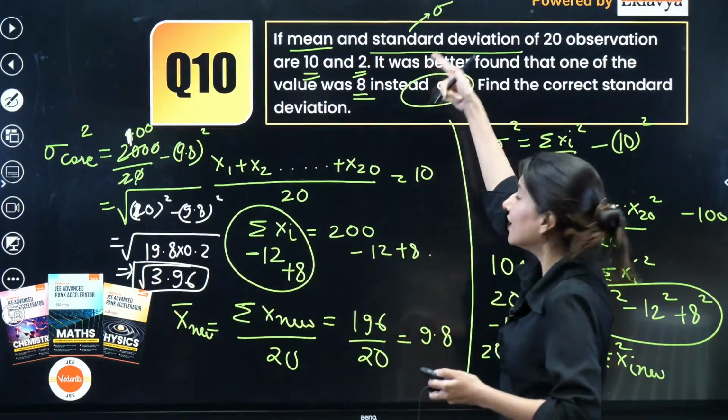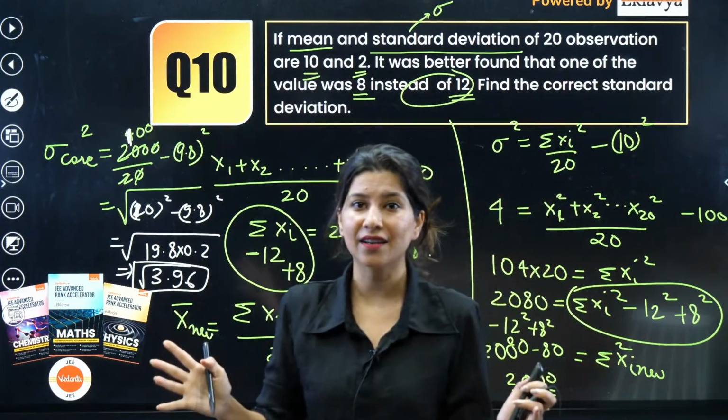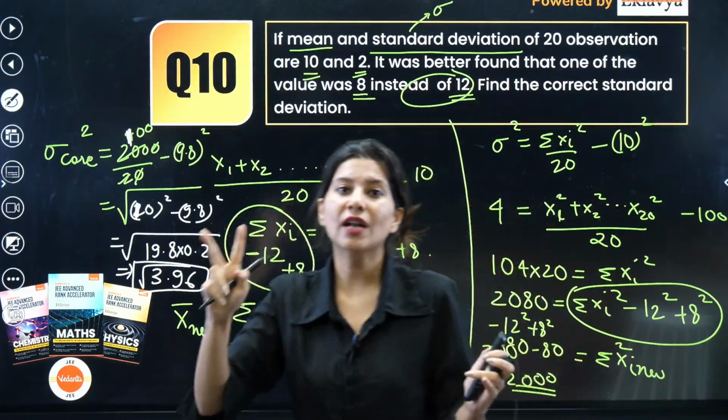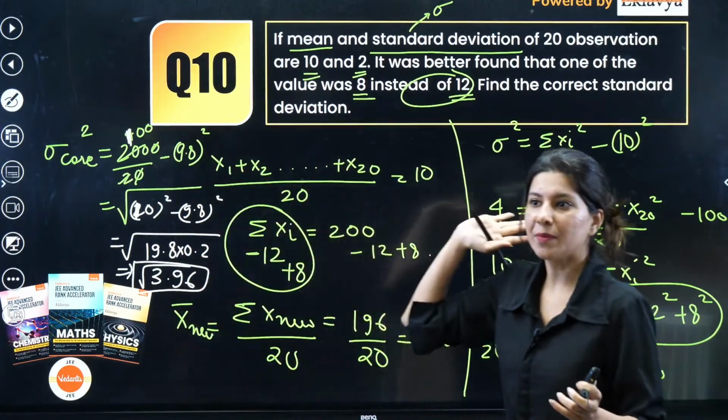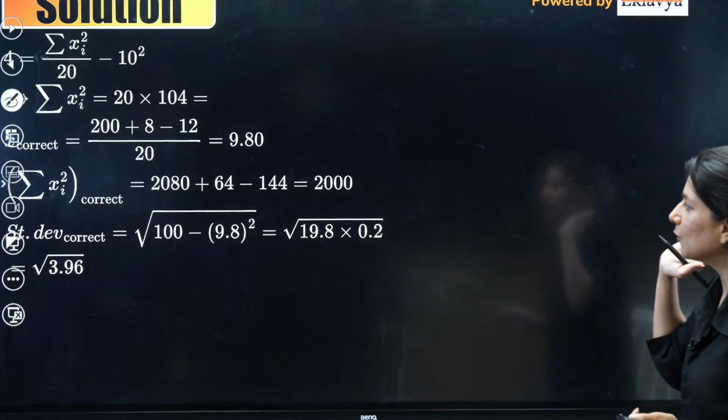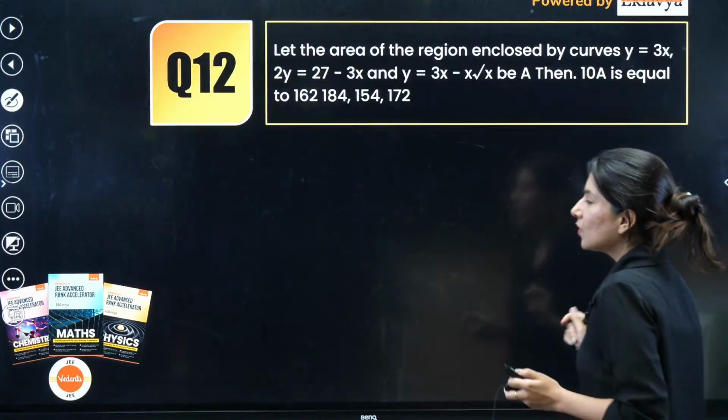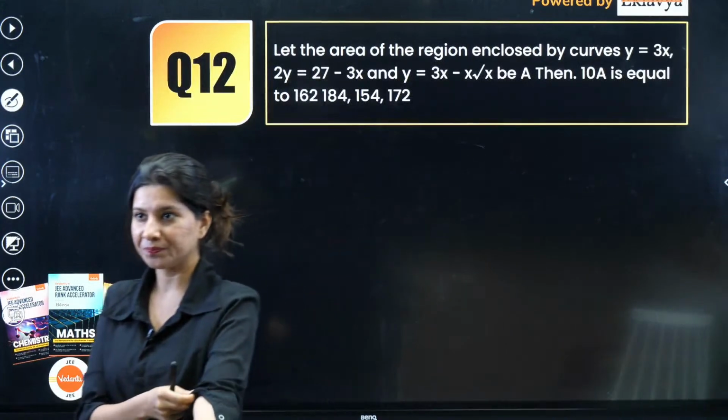Understand, standard deviation is sigma. This is a common mistake: you confuse standard deviation and variance. Variance is sigma square, standard deviation is sigma. For the upcoming examination, I am just warning you. All right, so now we have another question.